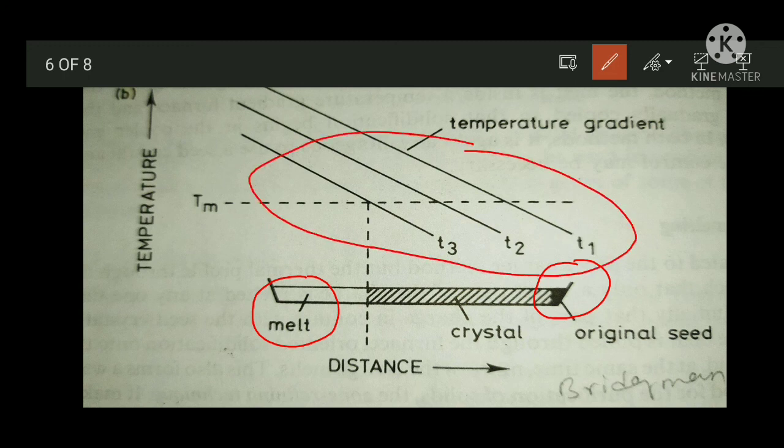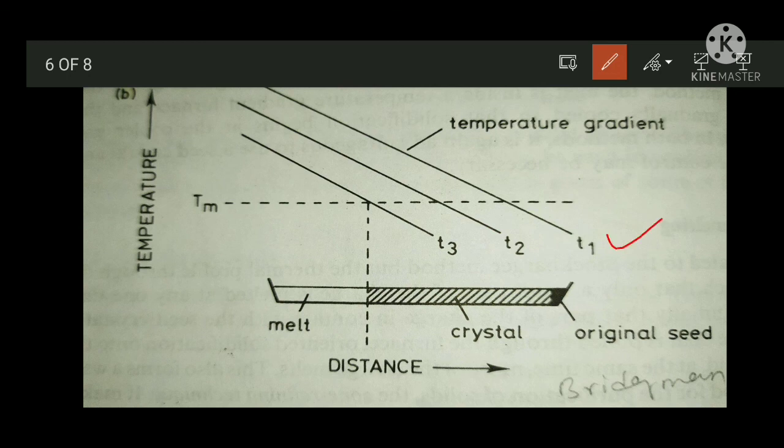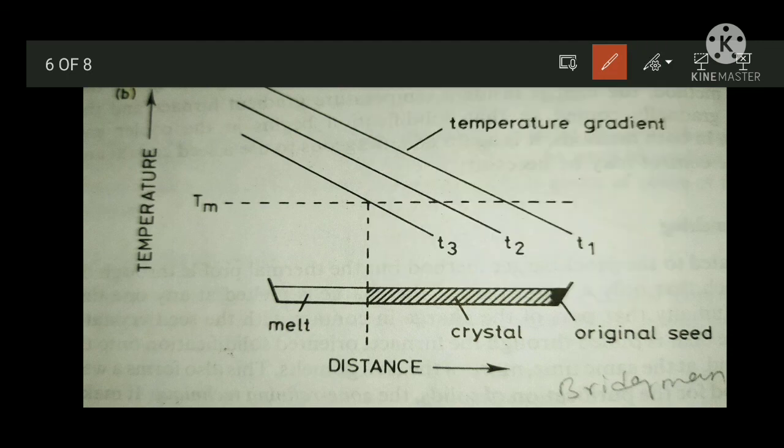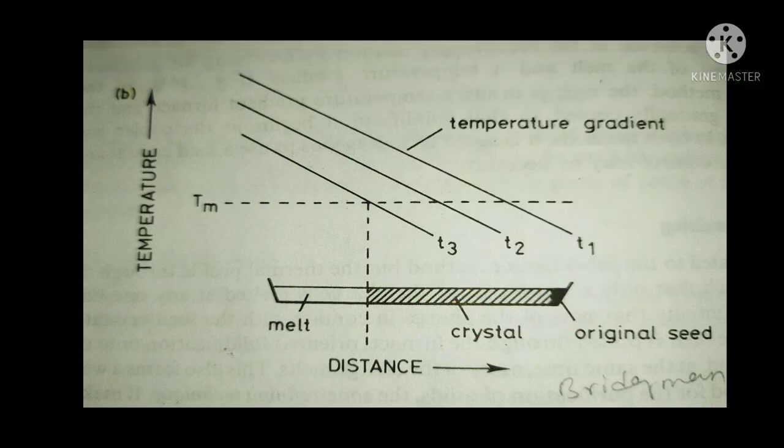So this is the temperature gradient which consists of T1, T2 and T3 temperatures. Now as we increase the temperature of this temperature gradient, the melt starts melting at the hotter end of this furnace. Tm is the melting temperature of this melt, and the crystal starts growing at this Tm temperature. Now the work of this original seed is that it pulls this crystal in this direction so that the crystal can grow in the form of a rod shape. So this is the general procedure of the Bridgman method in order to grow the single crystal.